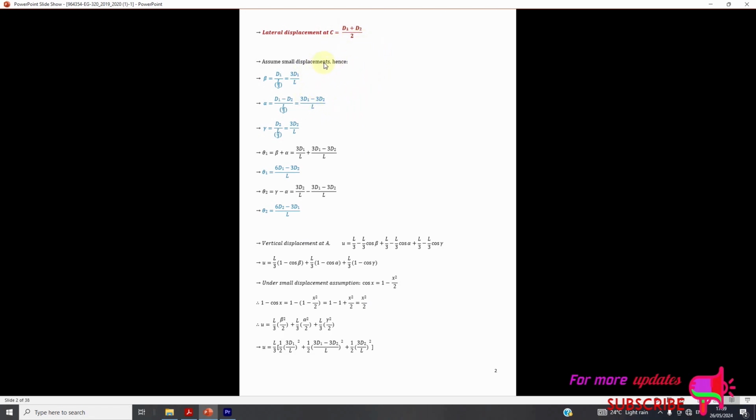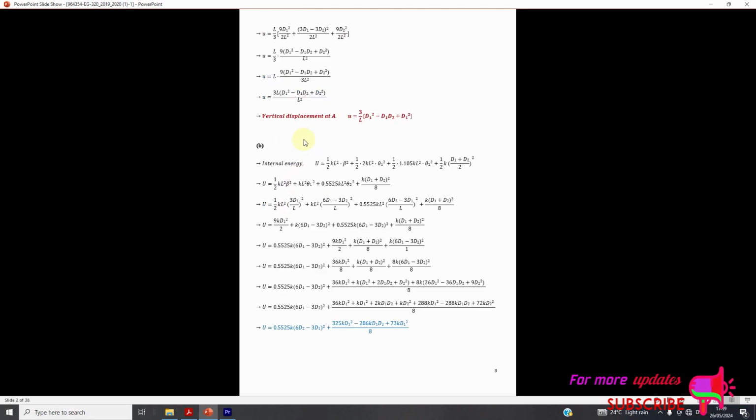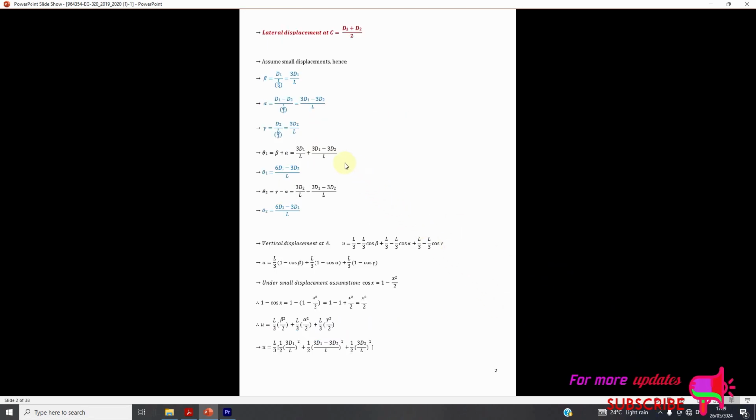Now assume small displacement. Hence, beta will be d1 over L over 3, which is equal to 3 d1 over L. Alpha will be equal to d1 minus d2 over L over 3, so it will be 3 d1 minus 3 d2 over L. Phi will be equal to d2 over L over 3, that is 3 d2 over L. Now theta will be equal to beta plus alpha, this plus this as shown here.